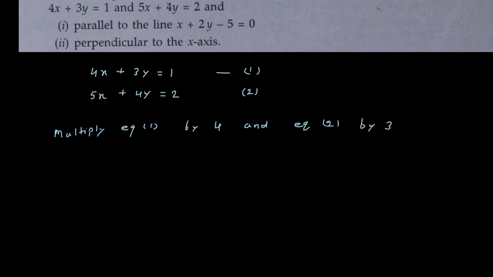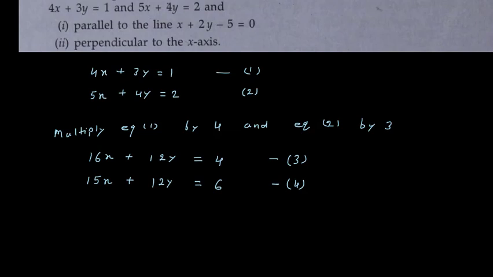And then I have to subtract one equation from the other. So first I multiply. Here the first equation multiplied by 4 will be 16x plus 12y equal to 4. This I will say equation number 3, and this equation will become 5 times 3 is 15x plus 4 times 3 is 12y is equal to 6. This is equation number 4.